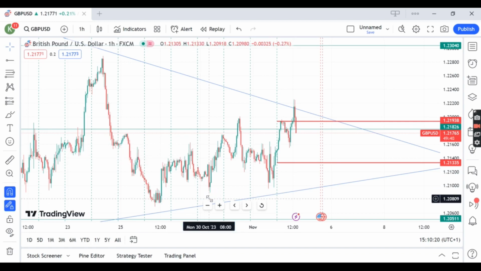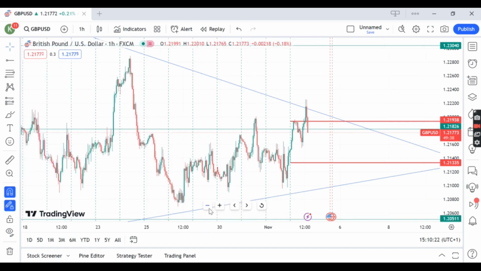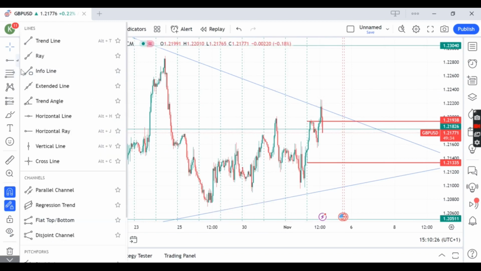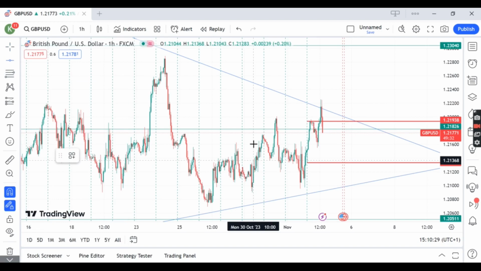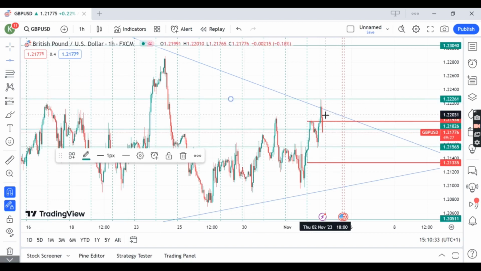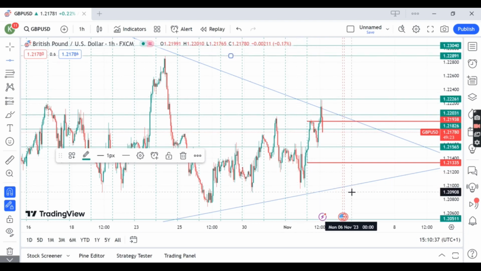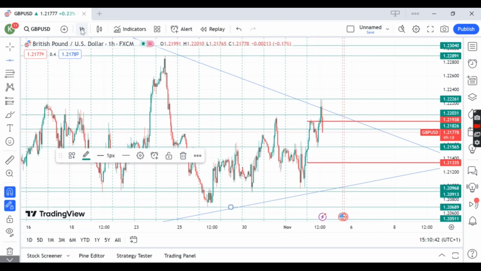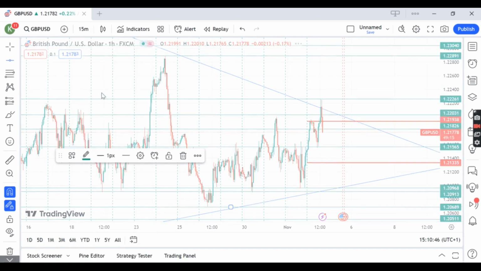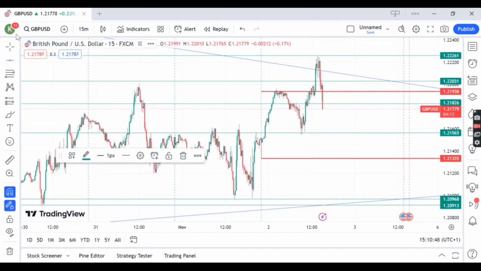There is a little difference which might be spotted, so we'll just use our horizontal ray line to draw it immediately. We're going to pick this, then pick this, and there's this. That's all. So our entry point starts from the 15-minute time frame, where we usually make our entry point.